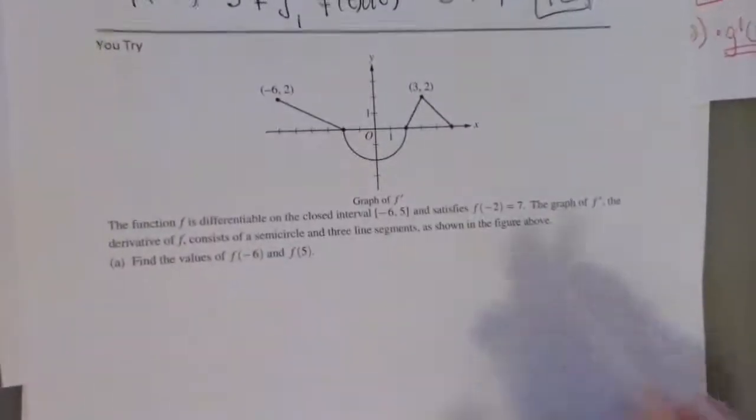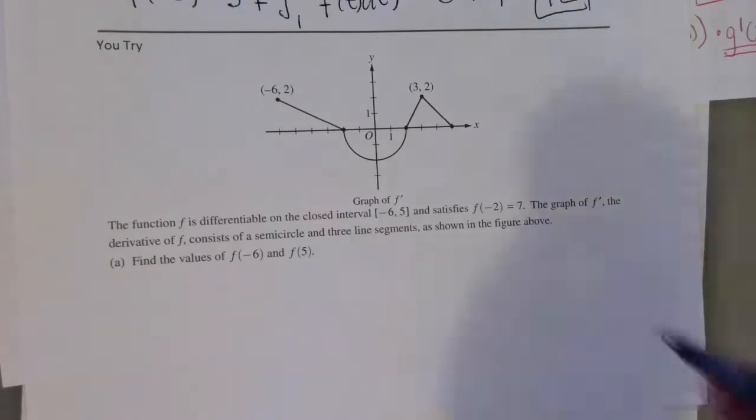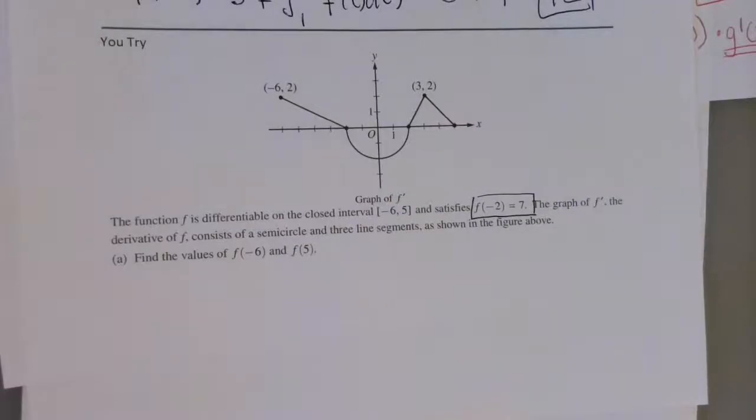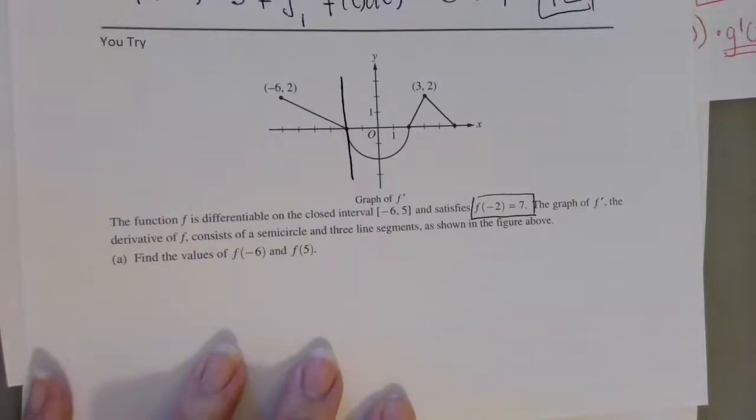Okay, so now you try it. So I'm going to leave the video right there. You should pause it at this point. We've got a graph of f prime, and we've got that f of -2 equals 7. So you should pause your video, and you should work out this problem. So hopefully by now you've paused your video. I'm going to give you a few tips before revealing the final answer.